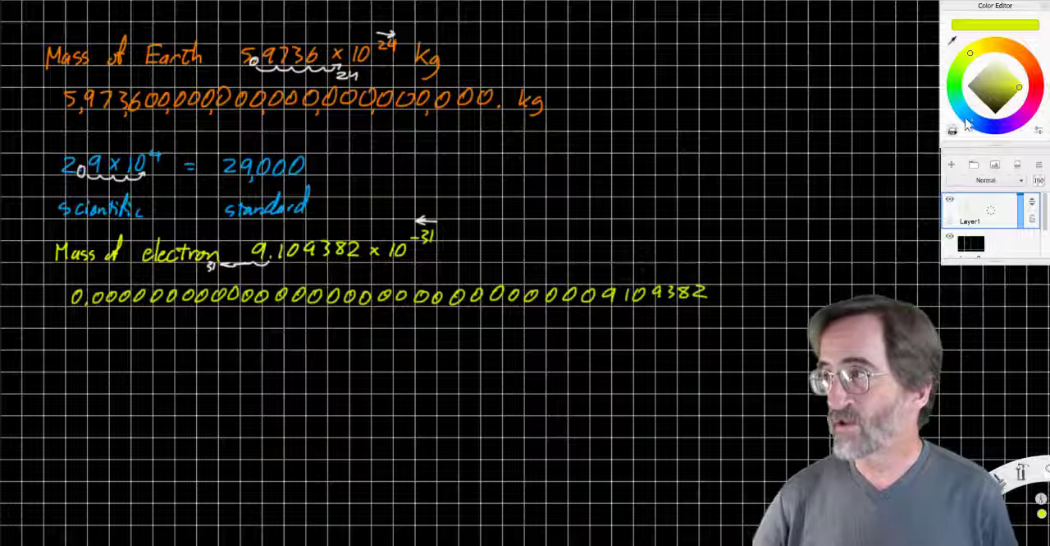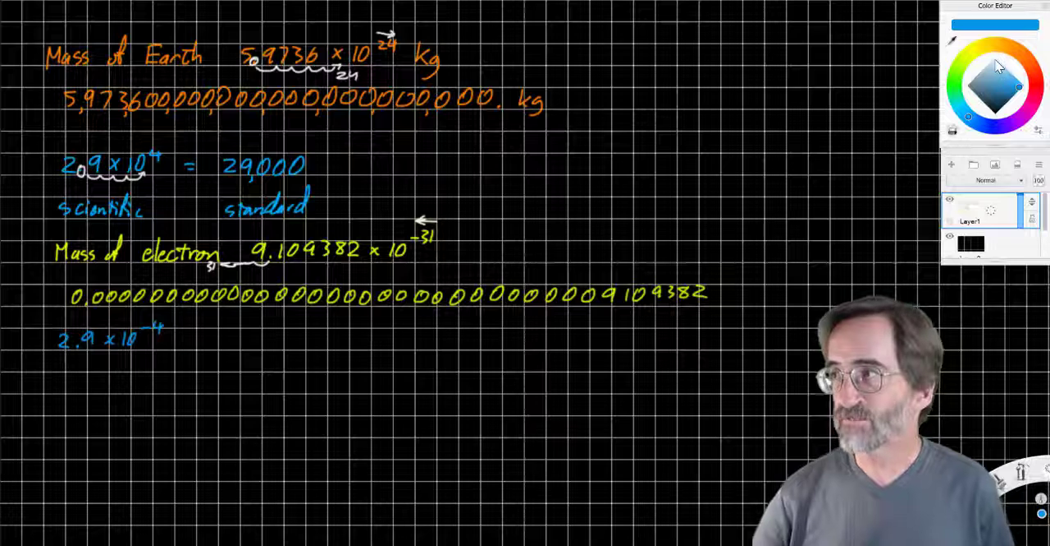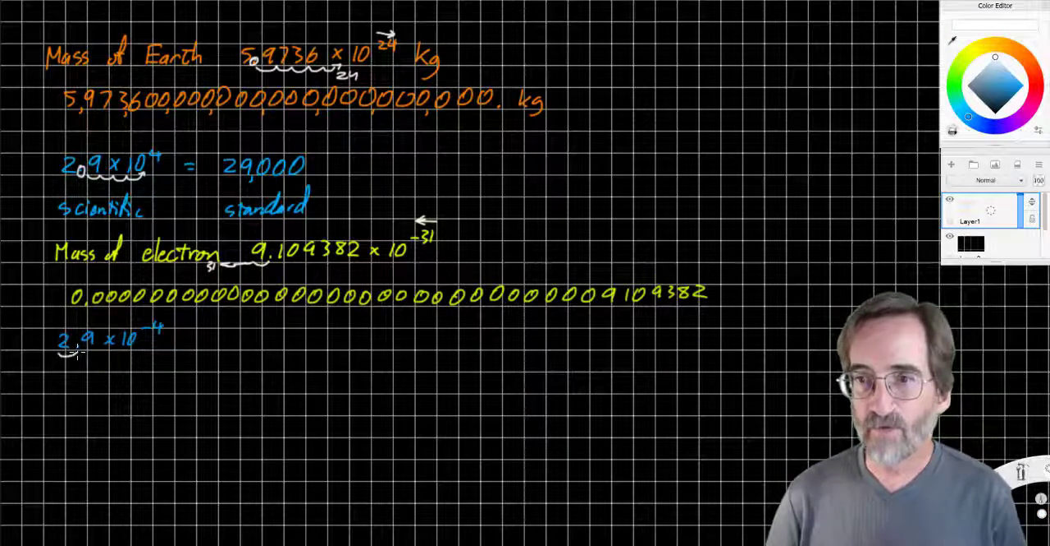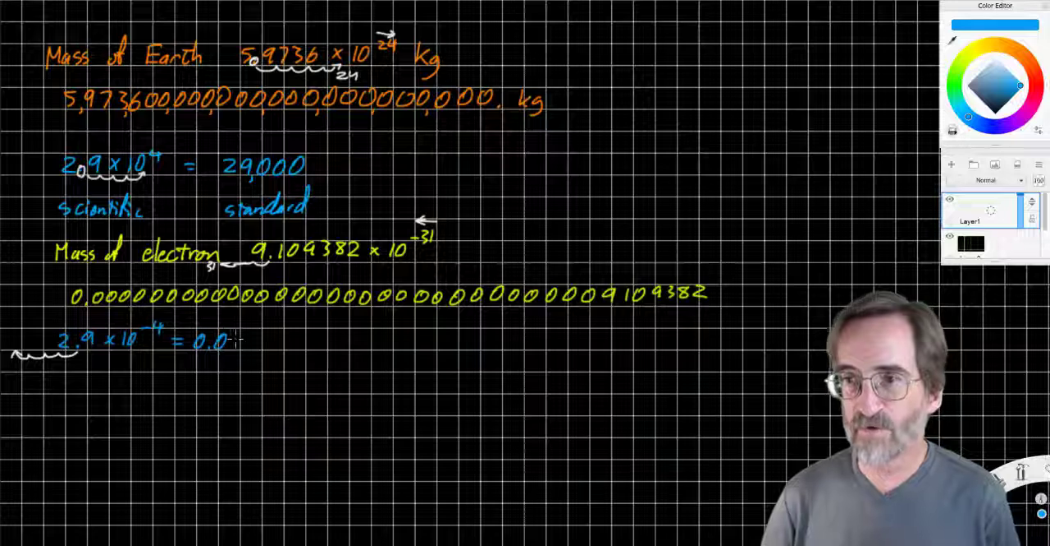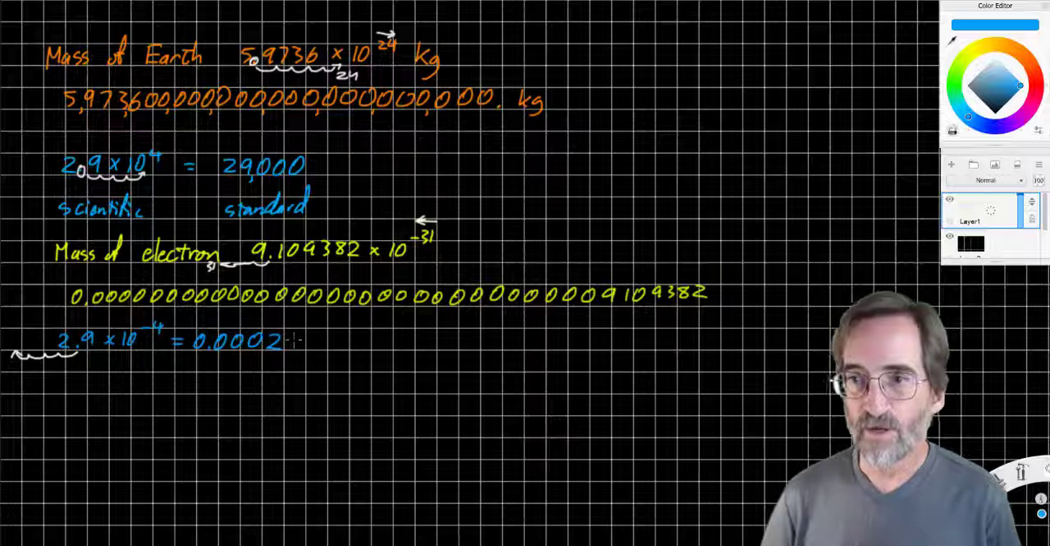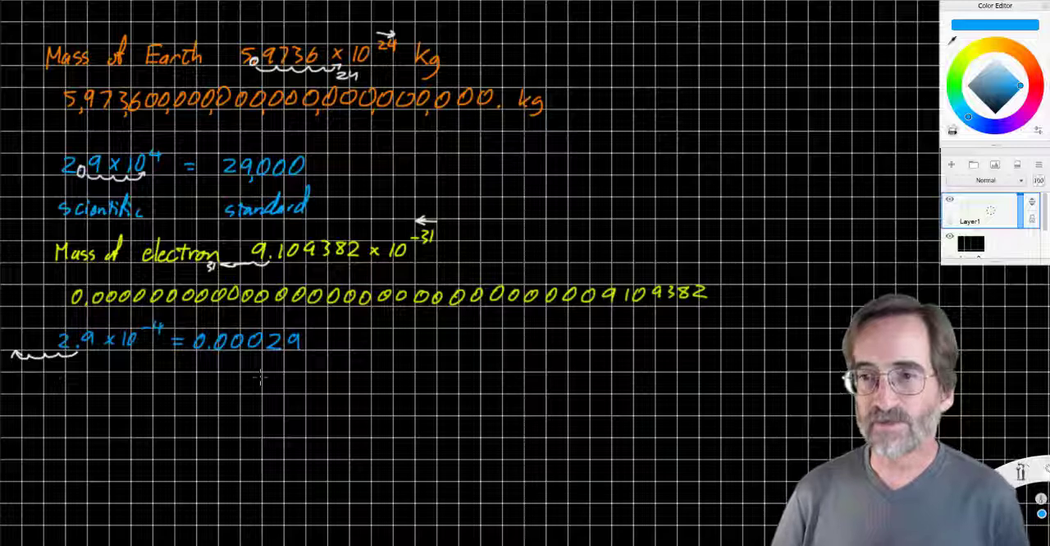So let's do another quick example here. Let's say we have 2.9 times 10 to the negative 4th. Negative exponents mean small number. So I'm going to move the decimal 1, 2, 3, 4. One to get past the 2, another to add a 0, another to add a 0, another to add a 0. So this is going to be 0.00029. Okay, so this is scientific and this is standard.